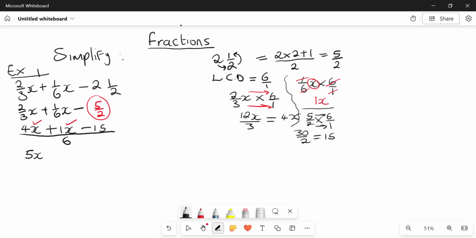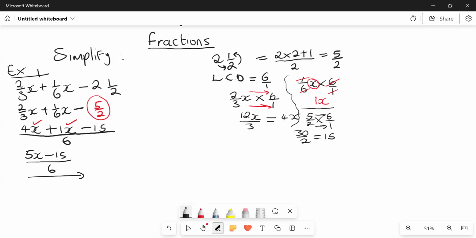And then from there, I think this is my final answer. But I know a person can come and say, okay, but why aren't we saying 5x minus 15 and end up maybe getting minus 10x? Why aren't we saying that?